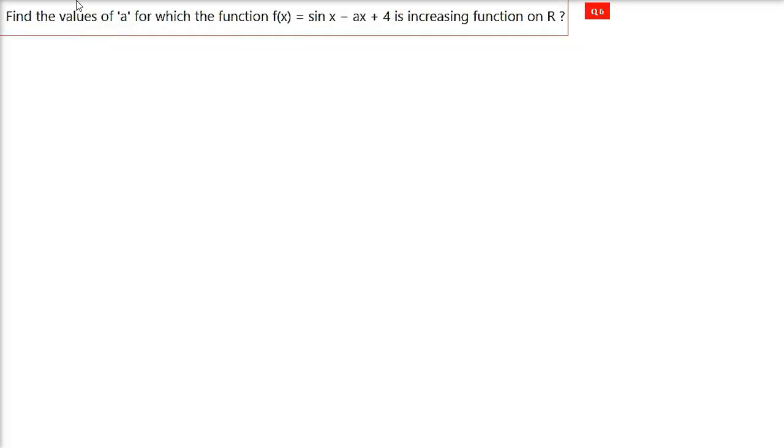Find the values of A for which the function f(x), this one, is an increasing function on R. So now the domain is real numbers. Let us do it quickly because we have just done a question like this. We'll differentiate it, that is, we'll do f dash x and find the values of A. We will not stick with only one value of A; we have to find the range of values of A. F dash x, we are differentiating: sin x gives cos x, minus ax gives minus A, plus 4 gives 0. So this cos x minus A should be greater than 0.